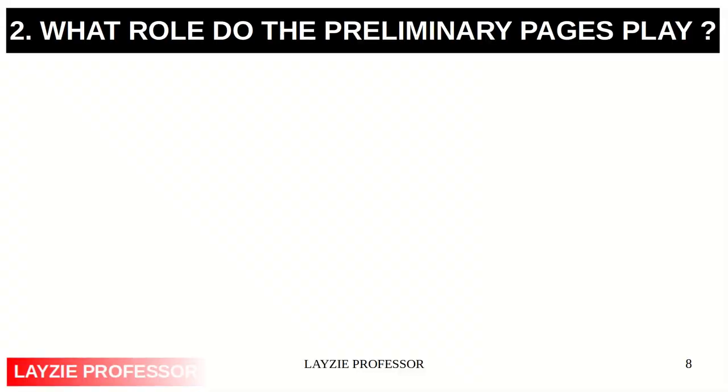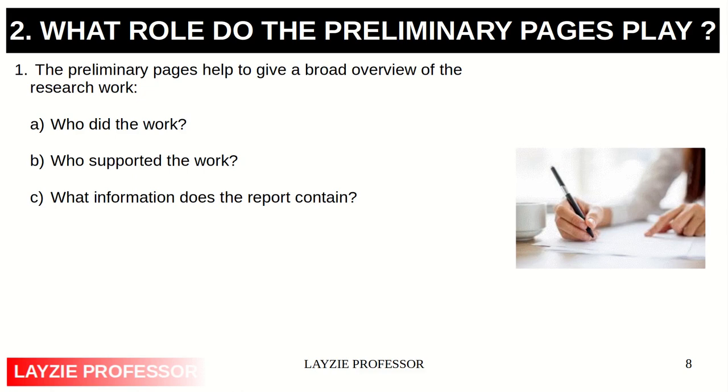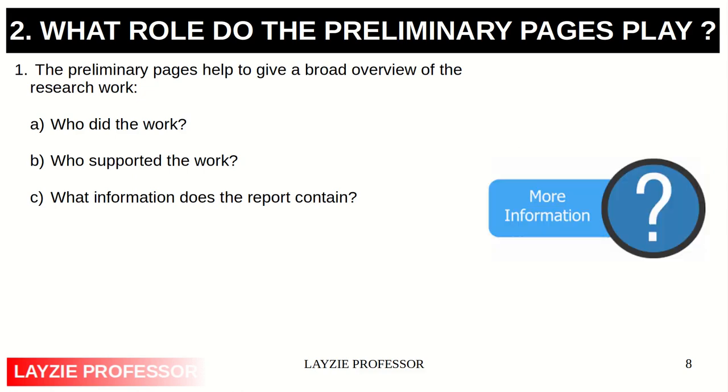Usually the preliminary pages that have been described help to give whoever is reading the report a broad overview of the research work. And the main information inside these preliminary pages can be broken down into three: first, who did the work; then, who supported the work; and then, what information the report contains. So typically, this will be the overview of what is in the preliminary pages.